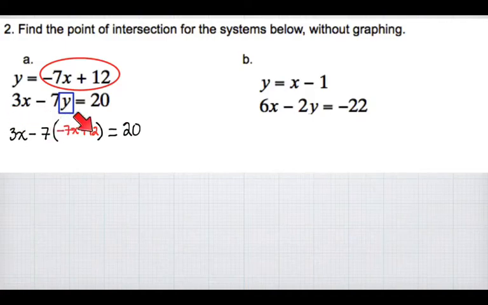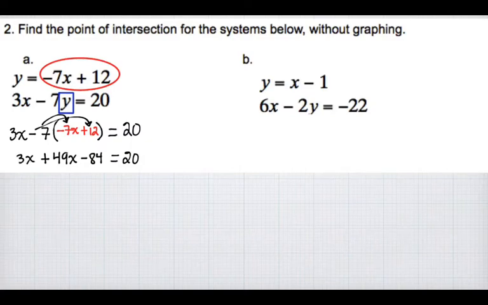I'm still going to use the order of operations here. Parentheses, I can't really do anything in here. Exponents, there are none. Multiplication, there is. I'll multiply negative 7 times negative 7x and negative 7 times positive 12. And that's going to look like this. Negative 7 times negative 7x will give me positive 49x. Negative 7 times 12 will give me negative 84. And then I'm going to bring everything else down. Equals 20, and that 3x was right here.